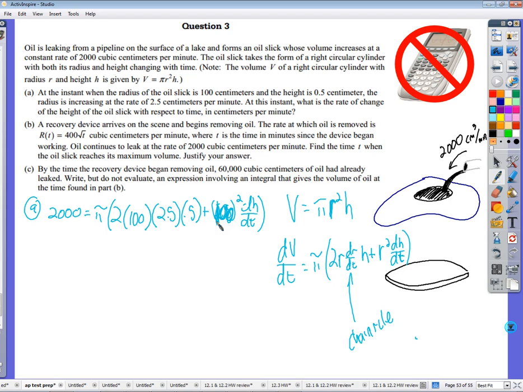If I'm looking at the very edge of this right circular cylinder, I'm talking about how fast it's getting taller at this very instant, per minute. Would you expect that to be a small or a big number? It's not a very tall cylinder to start with. If you think about an oil slick, it's going to be much wider than it is tall.